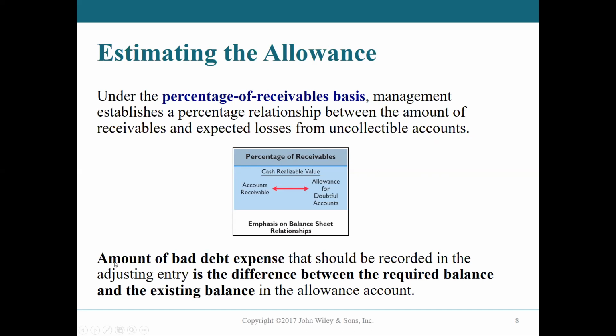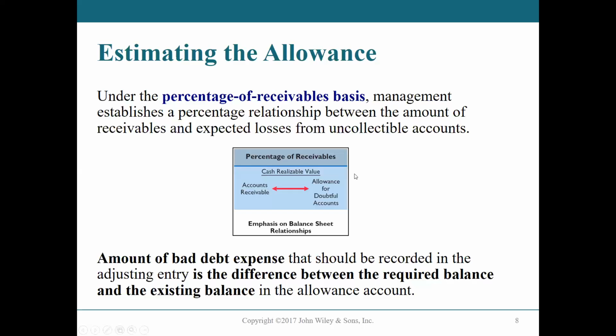So for this way, we estimate the amount that's uncollectible, and then this is an important statement here. The amount of bad debt expense that should be recorded in the adjusting entry is the difference between the required balance and the existing balance on the allowance account.